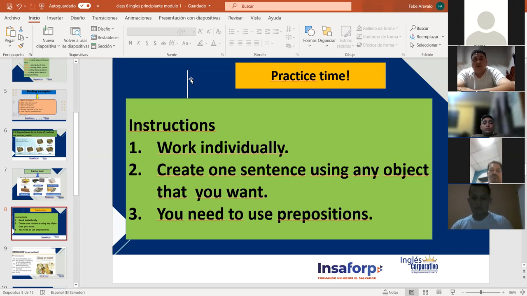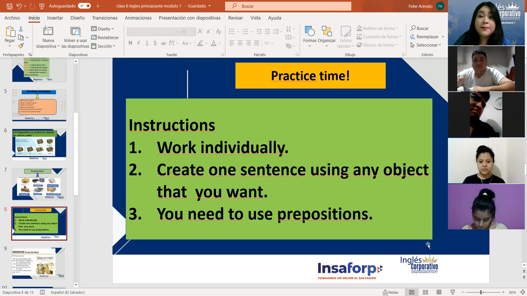¿Qué vamos a hacer entonces, Miss? Vamos a crear una oración utilizando prepositions. Pueden escoger cualquier objeto que ustedes quieran o inclusive si es un animal, it's okay, all right? Let's work on that one, please.